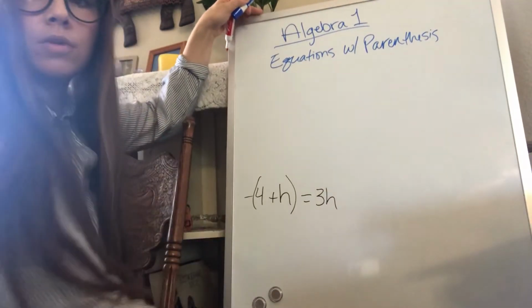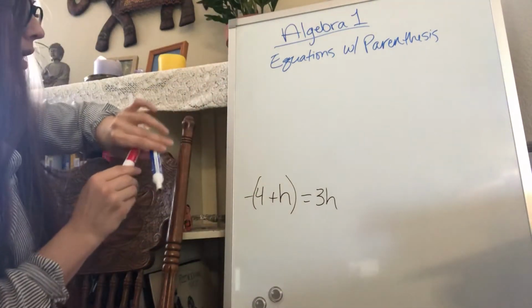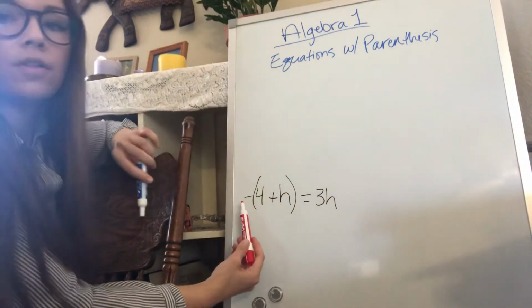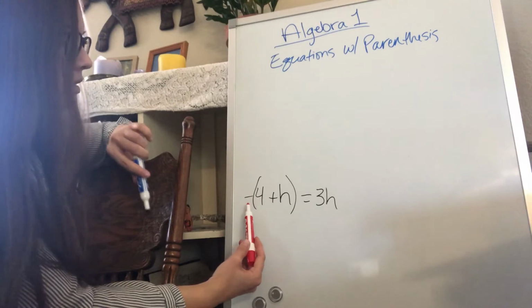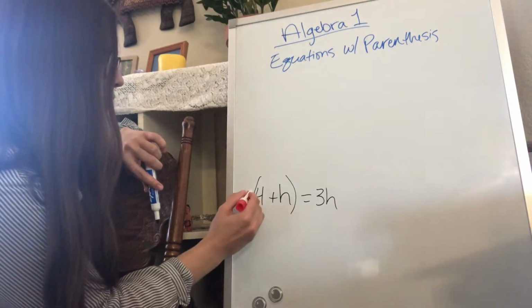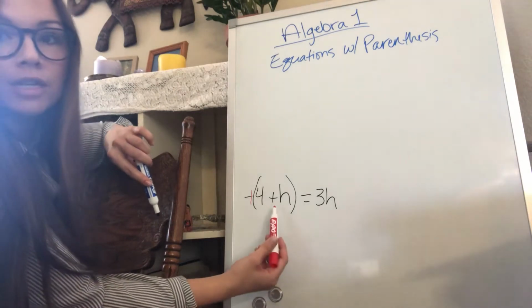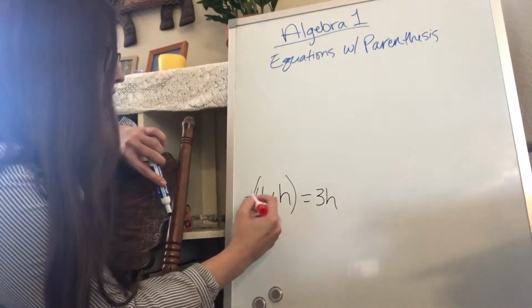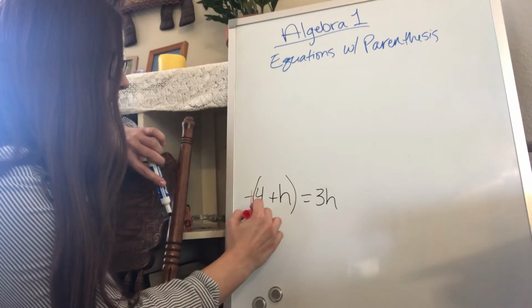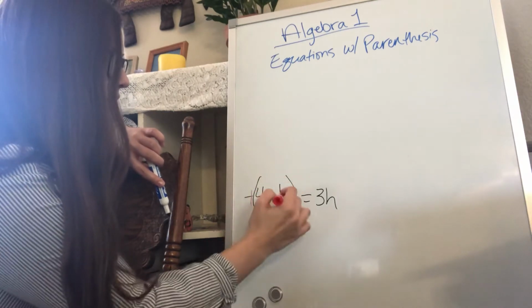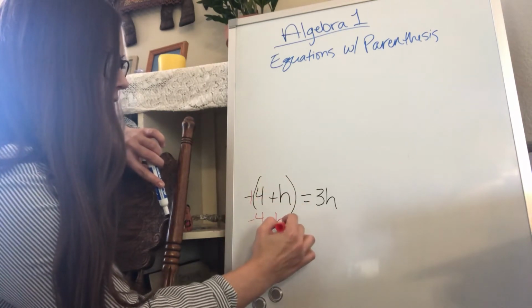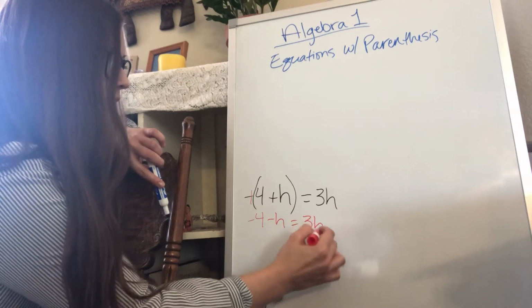Right, and can you guys see that one down there? Yeah, that's right. So I have this negative on the outside of my parentheses. So essentially it's a negative 1 times (4 plus h). So I need to distribute that negative. So negative 1 times 4 would be negative 4. Negative 1 times h would be negative h, equals 3h.